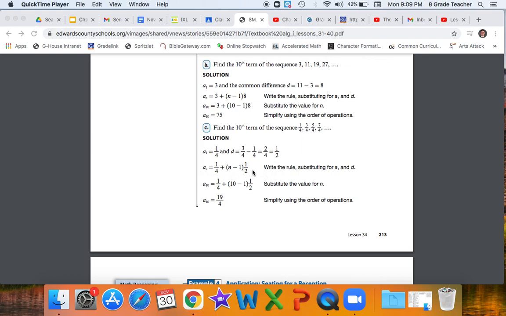So I have my equation written out just like this. Here's my first term, here's my common difference, and here's the multiplication factor that will allow me to find any term in the whole sequence if it's an arithmetic sequence. In this case, letter C says find the 10th term, so I plug in 10 for n. 10 minus 1 is 9. 9 times 1/2 is going to be 9 over 2, plus 1/4, is going to give me 19/4.